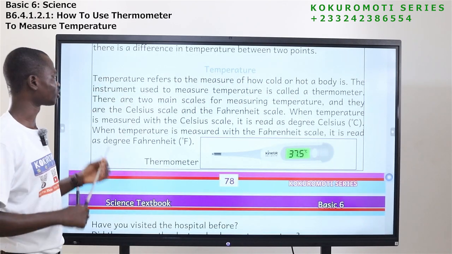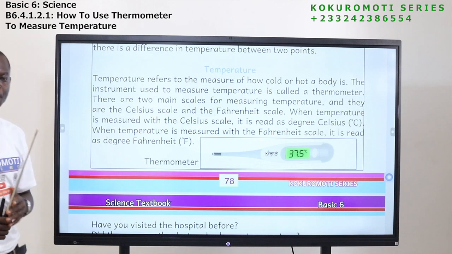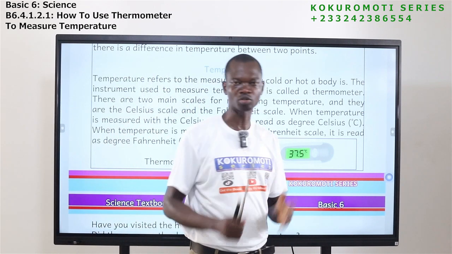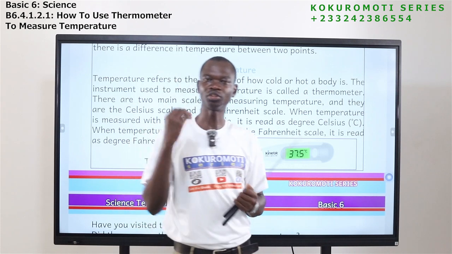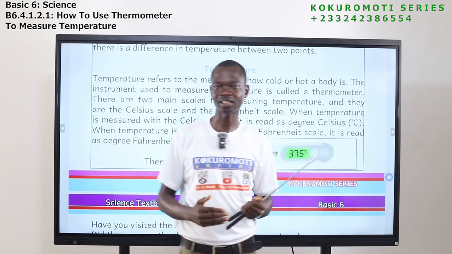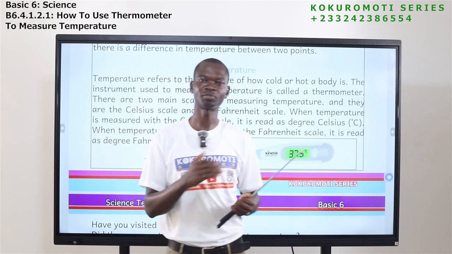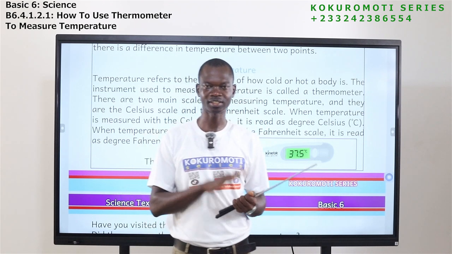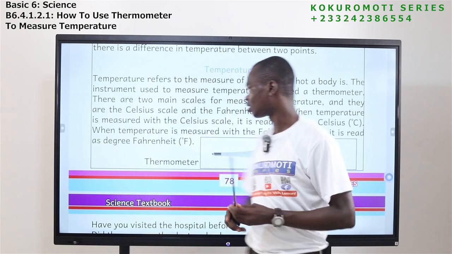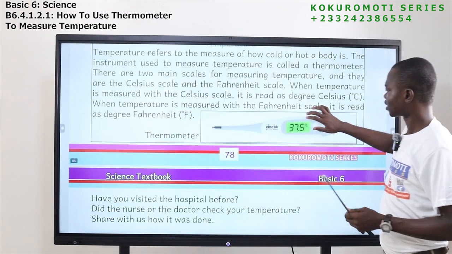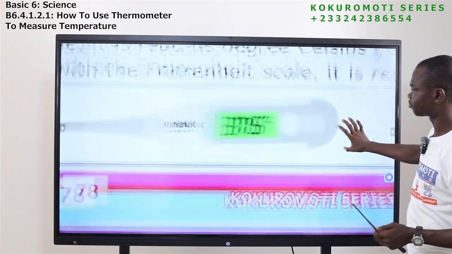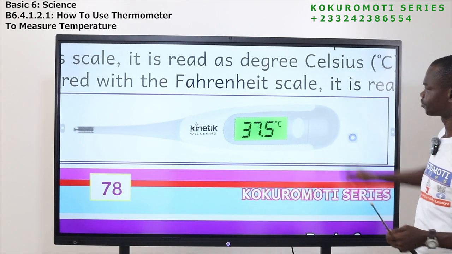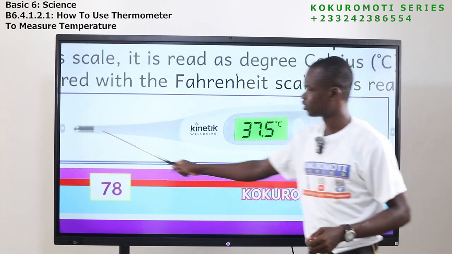Temperature. So we have said that temperature is the measure of how hot or how cold a substance is, and we use a thermometer to measure temperature. So a thermometer is a device used to measure what? Temperature. Okay, now let's look at this. This is what? Thermometer. This is a thermometer. Look at the shape here.